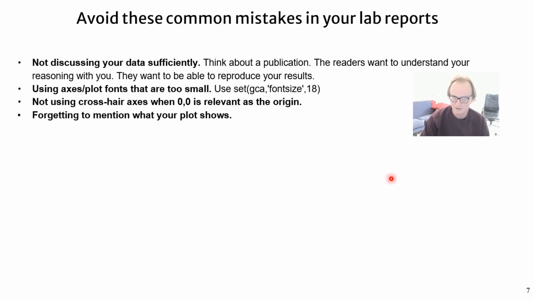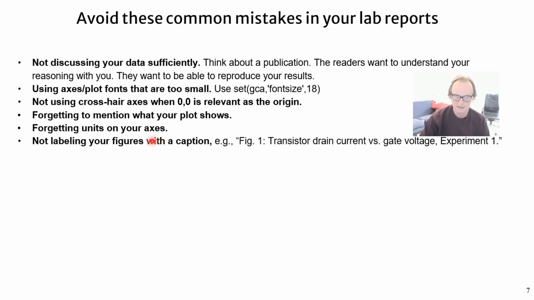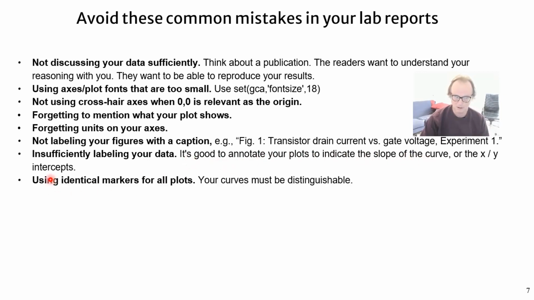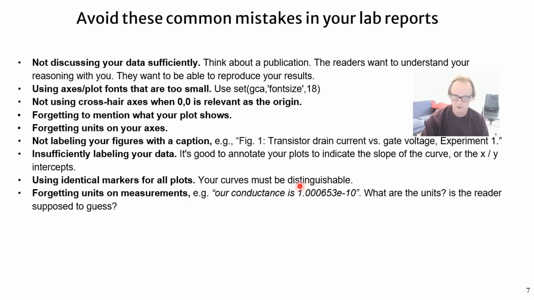It's more natural, right? Also, another common mistake is forgetting to mention what your plot shows. Forgetting units on your axes, not labeling your figures with a caption. For example, Figure 1, transistor drain current versus gate voltage, experiment 1. Insufficiently labeling your data. It's good to annotate your plots to indicate the slope of the curve or the x and y intercepts. Using identical markers for all plots. Your curves should be distinguishable even by colorblind people.